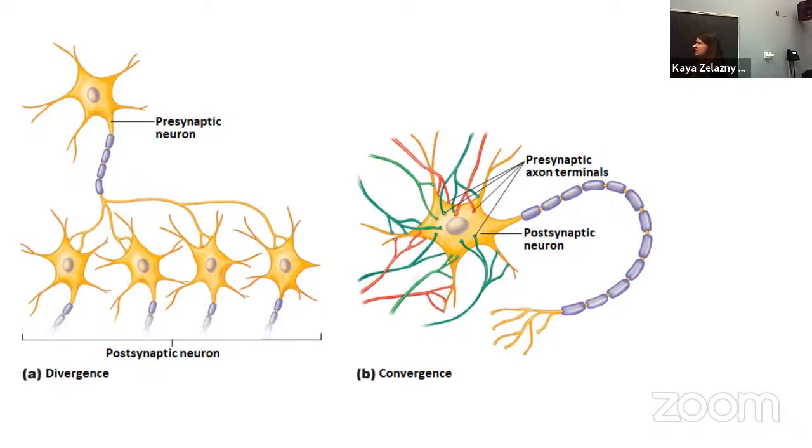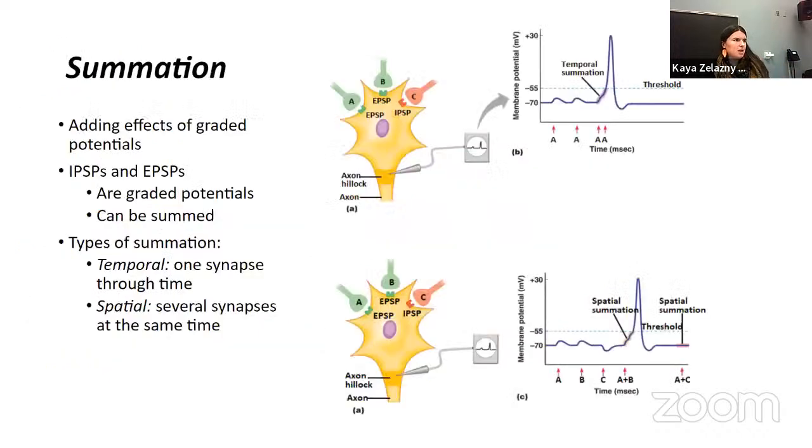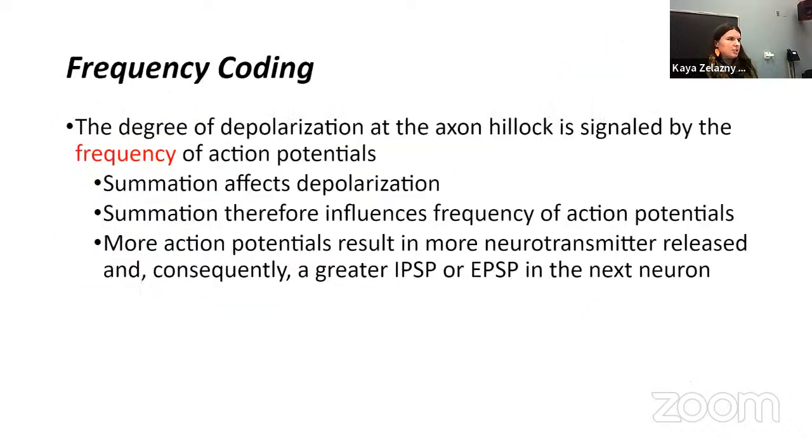An action potential running down that presynaptic neuron releases neurotransmitters and has an effect, a potential, on our postsynaptic neuron. We talked about the fact that these are graded potentials and they can sum together to figure out whether or not our second neuron is going to release its own action potential.